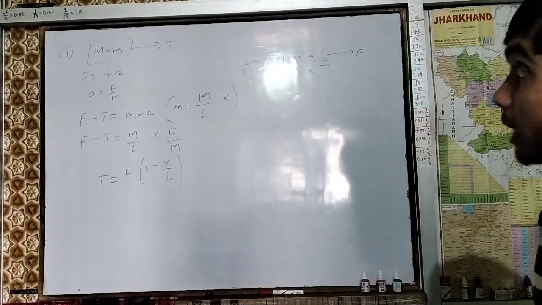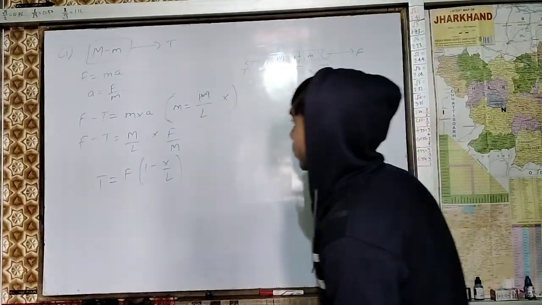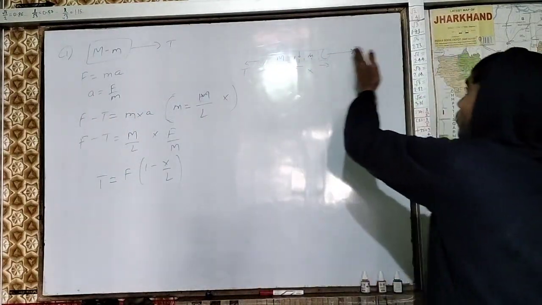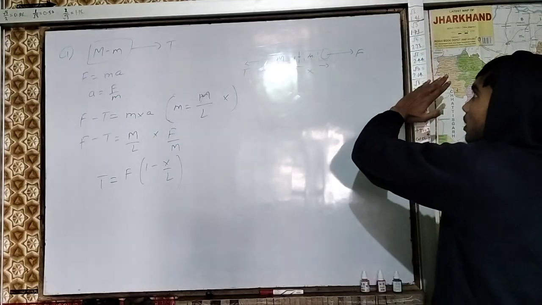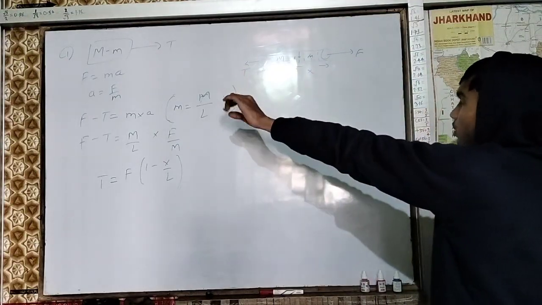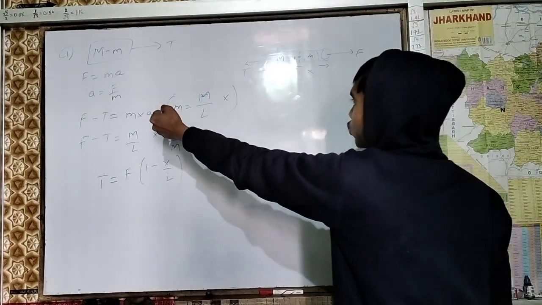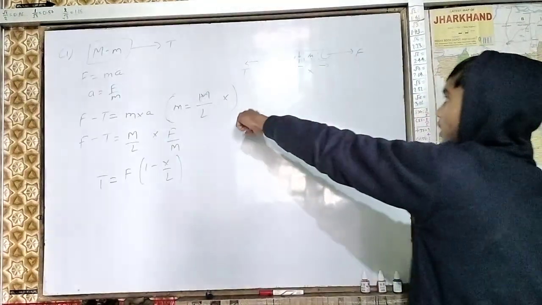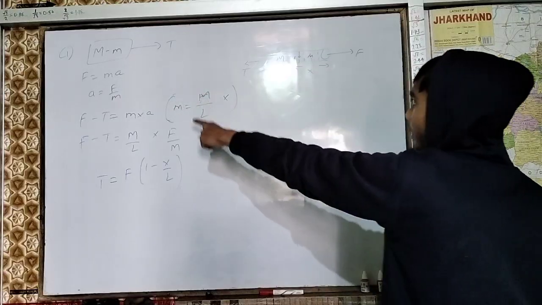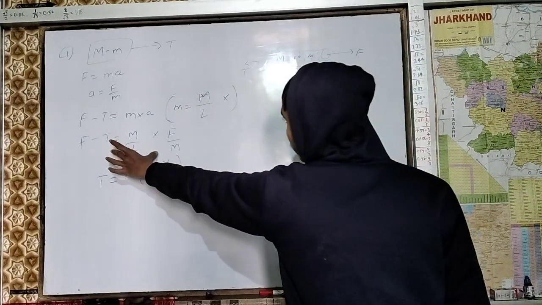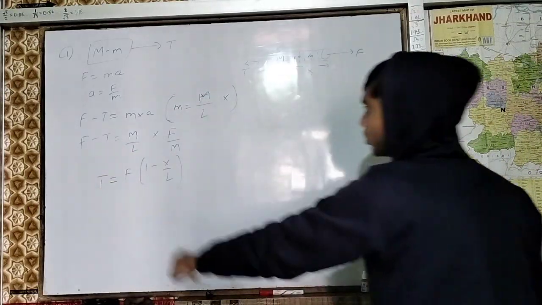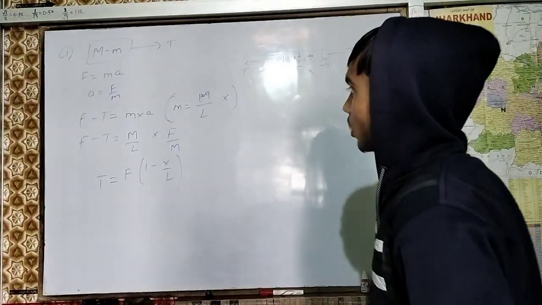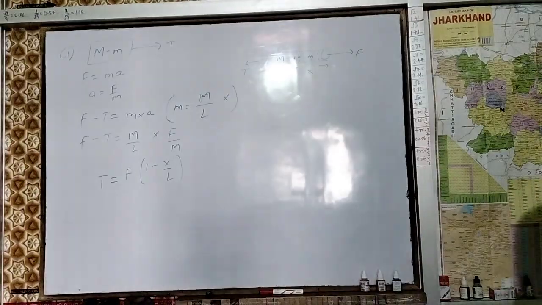F was MA and a was F upon M. This is the value of a, and we know that forward force minus backward force is equal to ma. So the value of m is big M upon L into x, and the value of a is F upon M. After simplifying this, we get T is equal to F into 1 minus x upon L. This will be your answer.